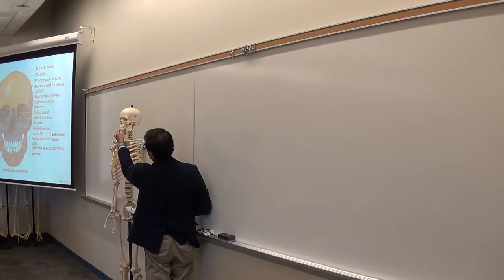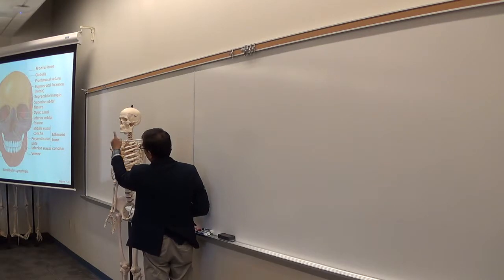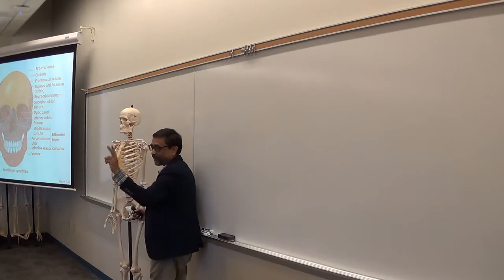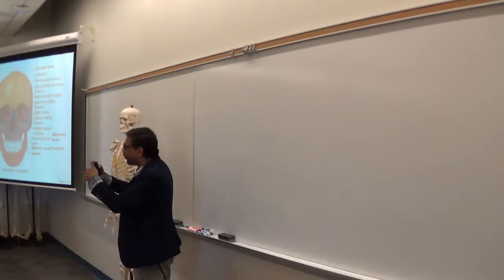Lower jaw. This is called the mandible. This is the only bone of the skull that we can move freely. So the mandible forms the lower jaw. The upper jaw is formed by two maxillary bones. Remember, two maxillary bones together form the maxilla.